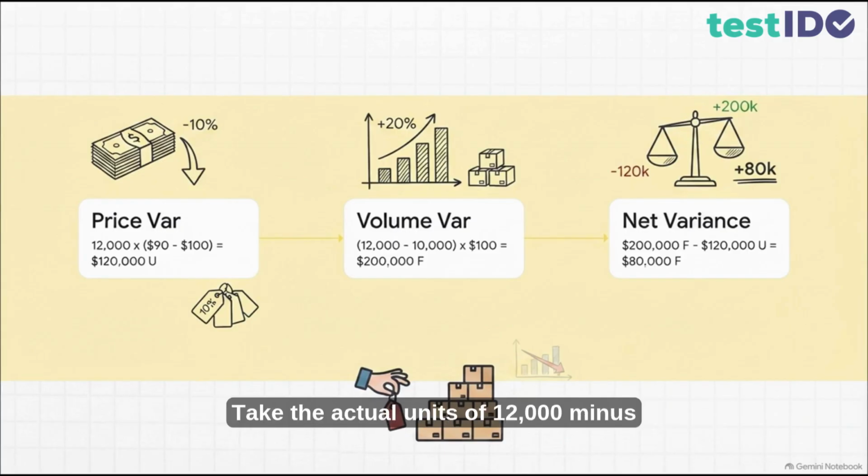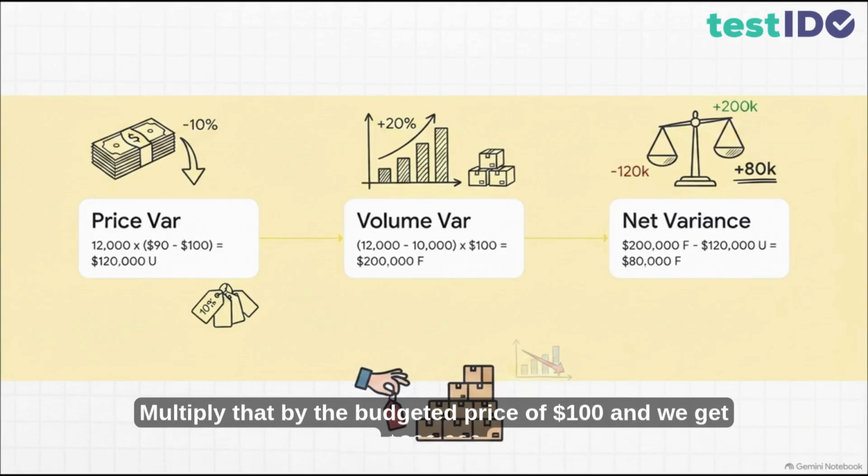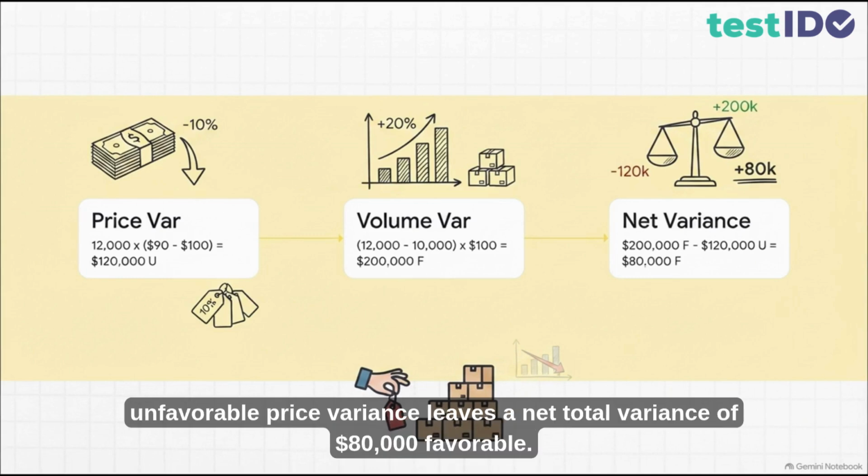Easy enough, right? Step 2, the sales volume variance. Take the actual units of 12,000 minus the budgeted 10,000 units, giving us a positive 2,000 unit difference. Multiply that by the budgeted price of $100, and we get $200,000 favorable. Finally, step 3, we combine them. A $200,000 favorable volume variance minus $120,000 unfavorable price variance leaves a net total variance of $80,000 favorable.